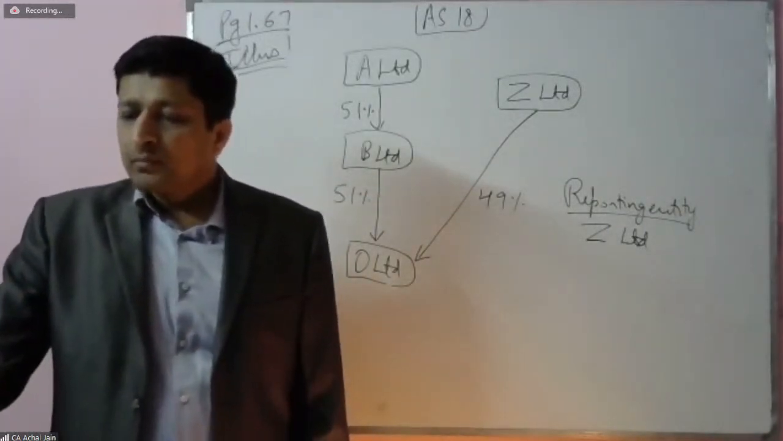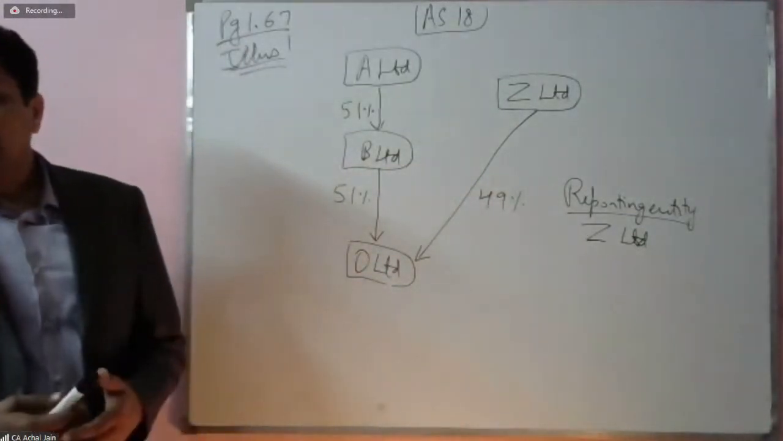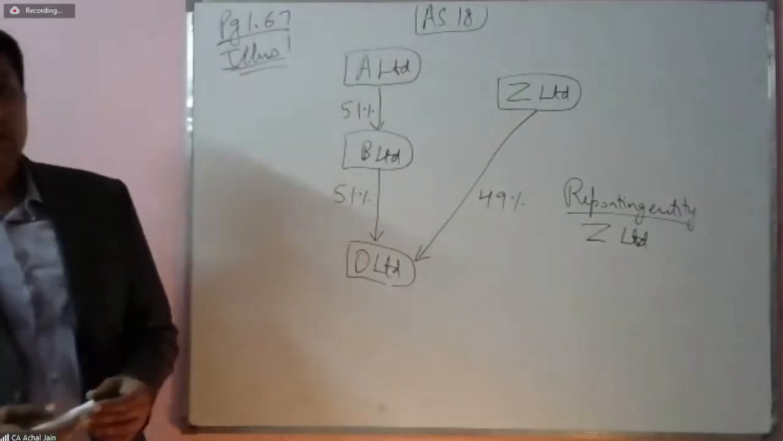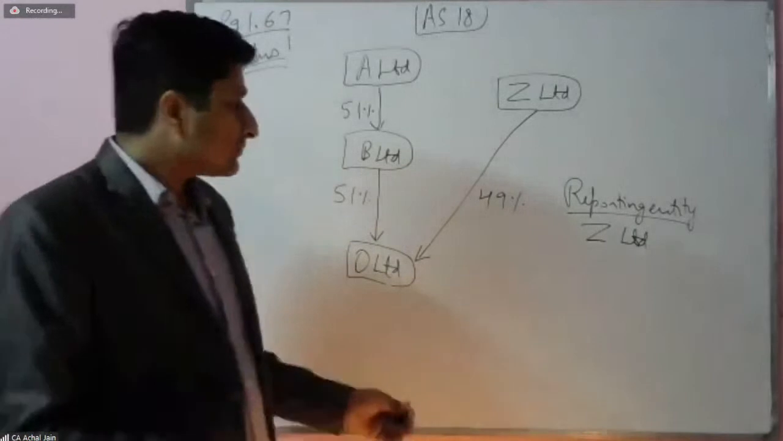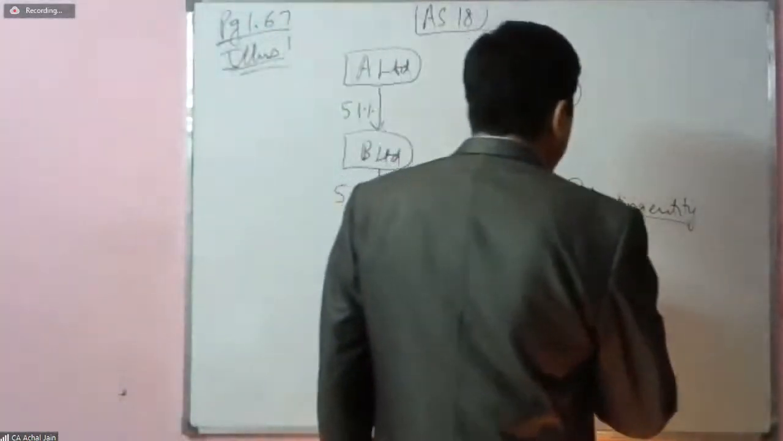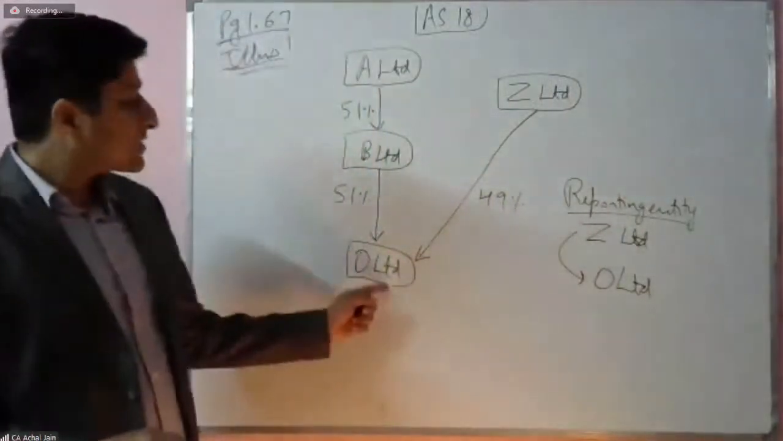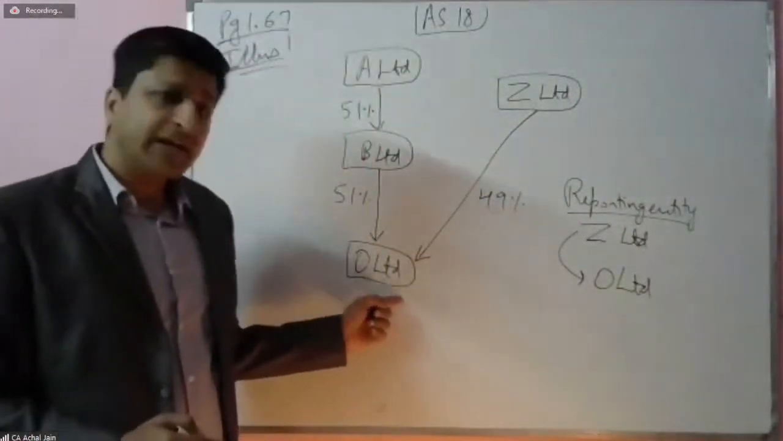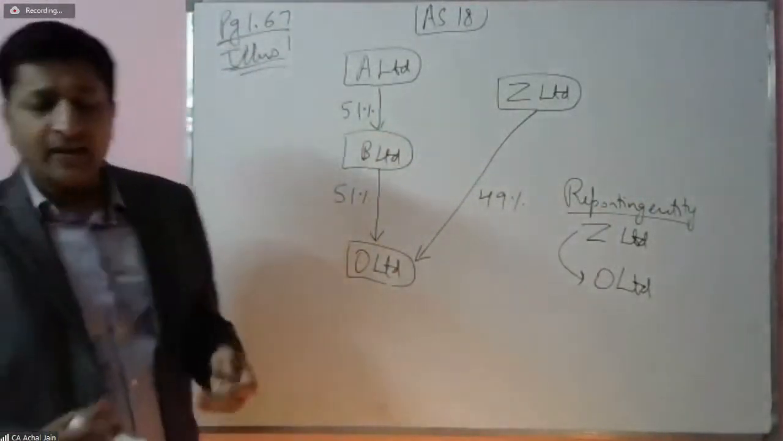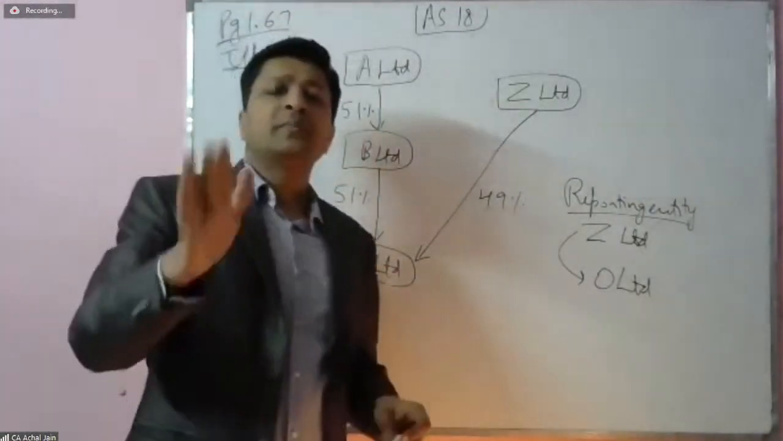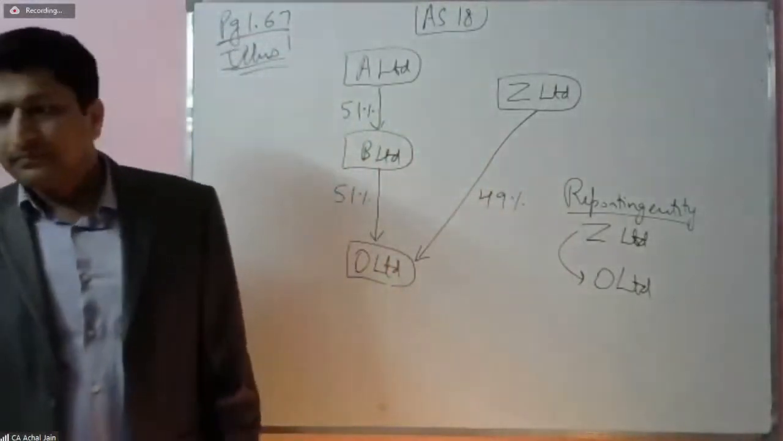Okay, great. Pooja, Khushi, Sanchita, Meman, they are saying it will be only O limited. Saurabh has given the same answer. It will be only O limited. Why? Because O is associate of Z. So definitely this will be related. But if you look at B, if you look at A, they have no related party relationship with Z limited. Okay, clear?